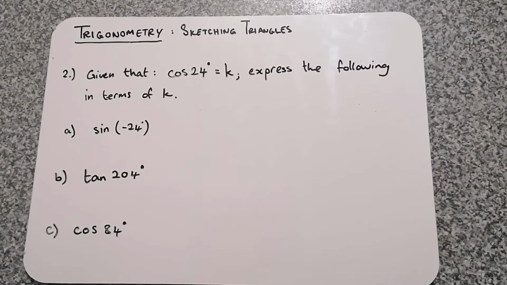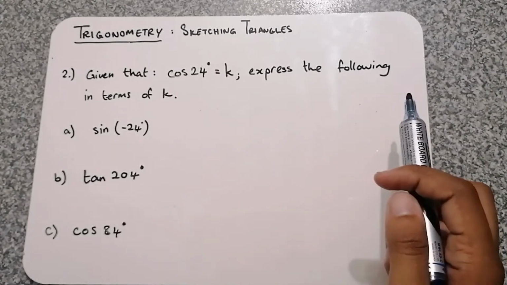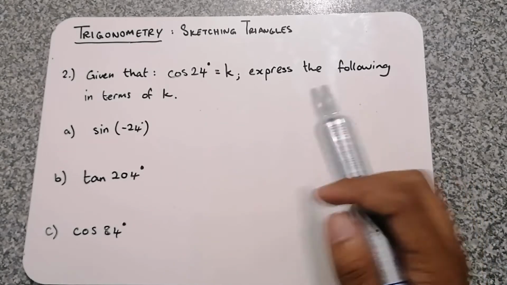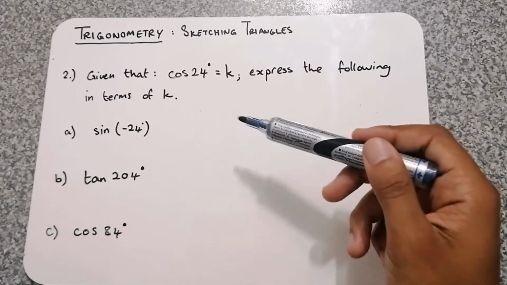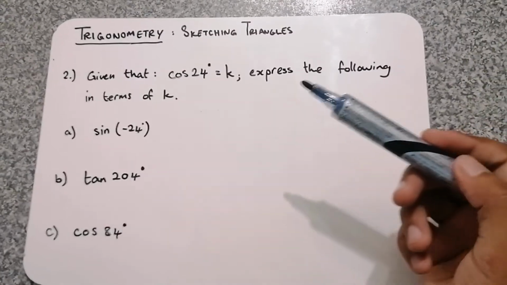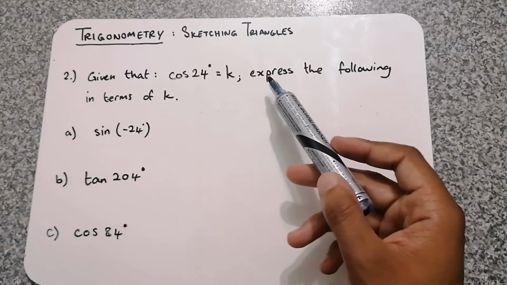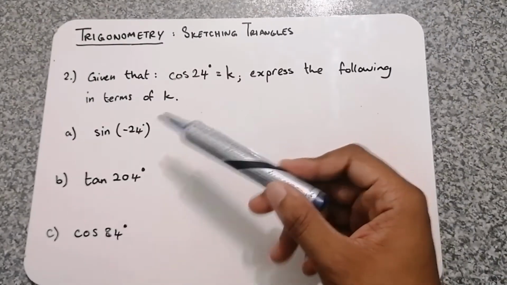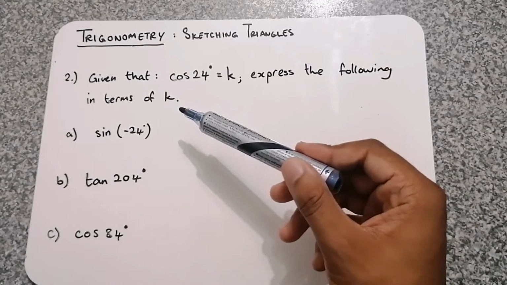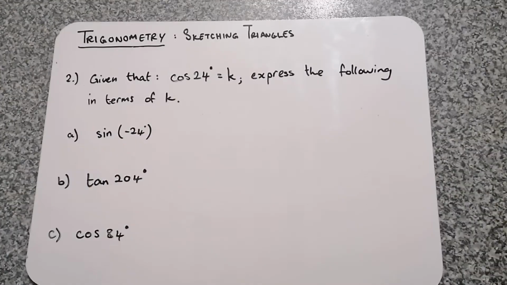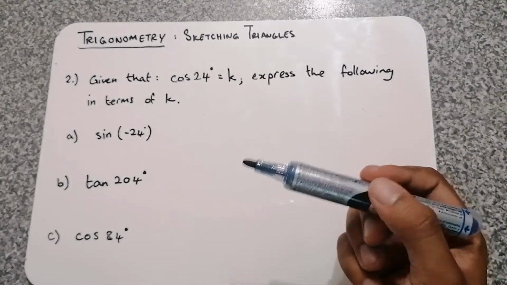Okay, sketching triangles. This is now the second example, and this one is slightly different to the first one we did, because for this question we have to express things in terms of k instead of find an exact answer. So let's read the question. Given that cos of 24 degrees is equal to k, express the following in terms of k. So they give me these three questions that I need to express in terms of k. So that simply means that all your answers will have some form of k in it.